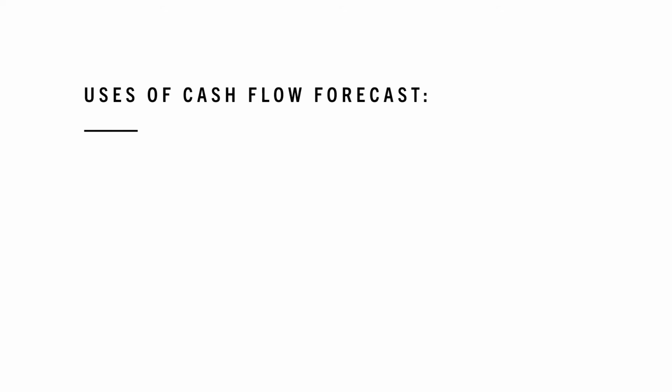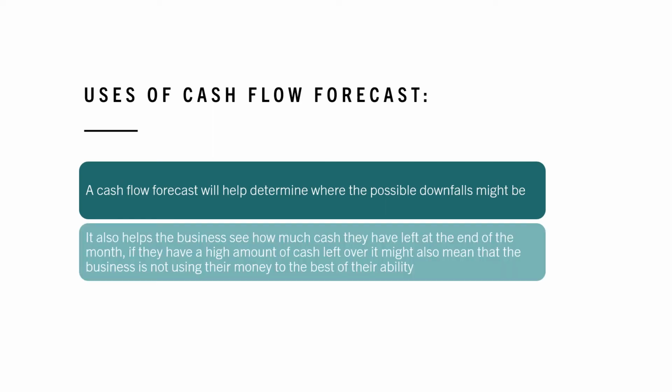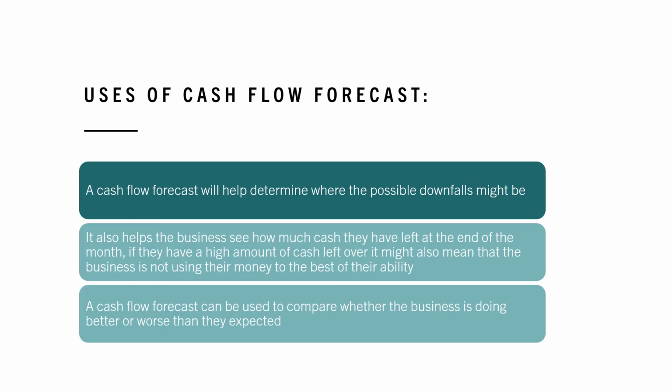Uses of cash flow forecast. Where is a cash flow forecast used and why is it used? A cash flow forecast will help determine where the possible downfalls in the business might be regarding money. It also helps the business see how much cash they have left at the end of the month. If they have a high amount of cash left over, it might also mean that the business is not using their money to the best of their ability. A cash flow forecast can be used to compare whether the business is doing better or worse than they expected.